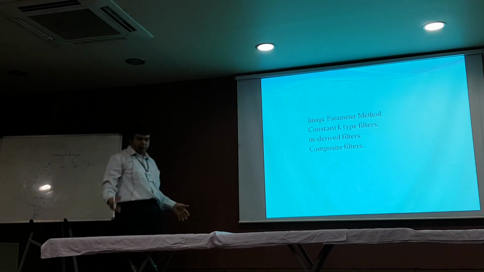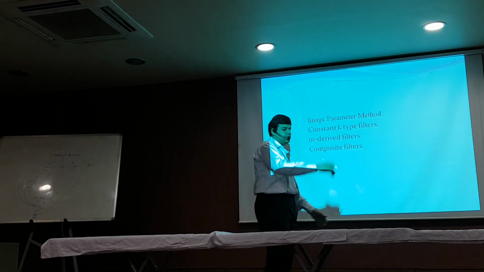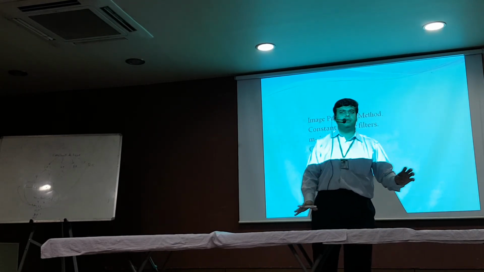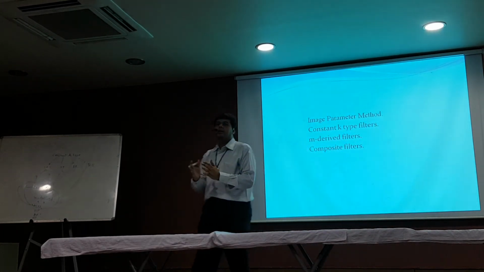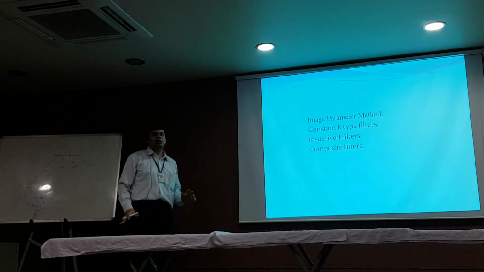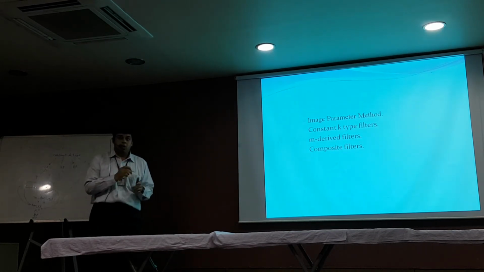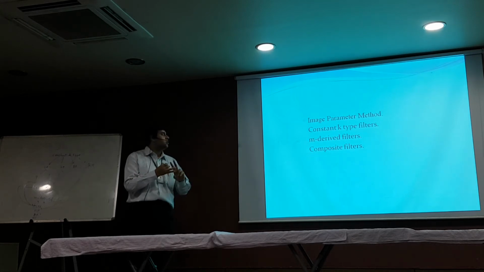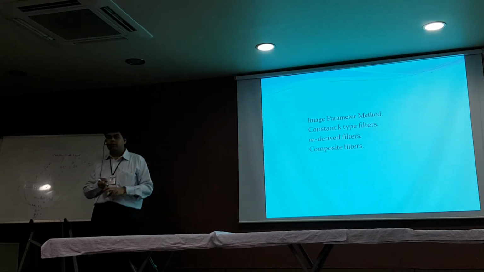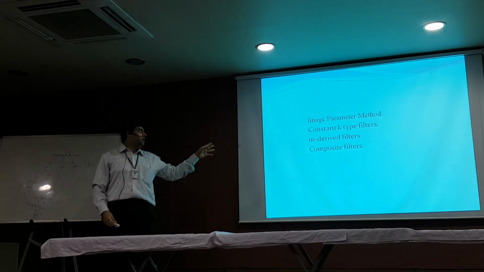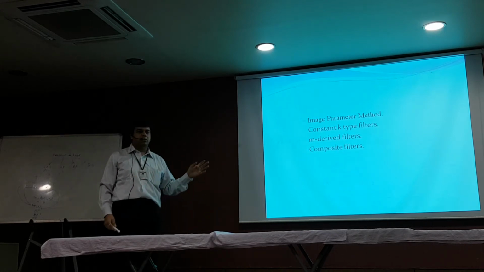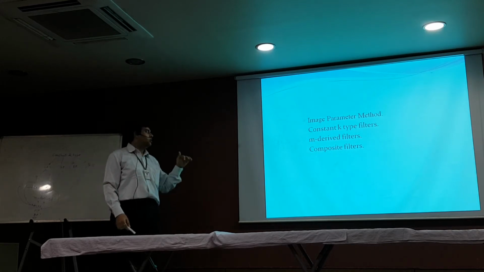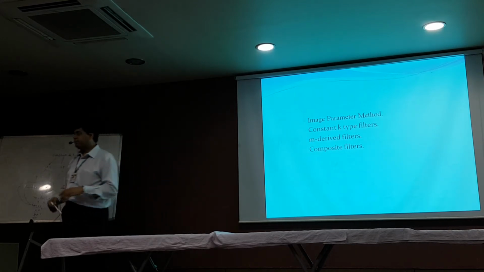And say suppose this is matching section 1, that is matching section 2, and here we will have the constant K type and we have the M derived. So all these are combined together to form what is known as the composite filter. So in order to design a composite filter, the knowledge of constant K filters and the knowledge of M derived filters is to be completely known. And this is a question which is usually asked in the exam for 10 marks. Design a composite low pass filter or design a composite high pass filter.